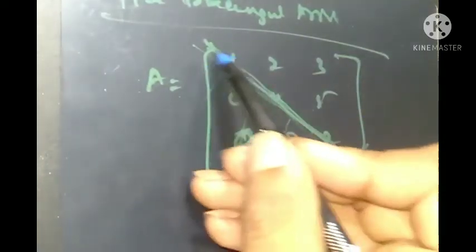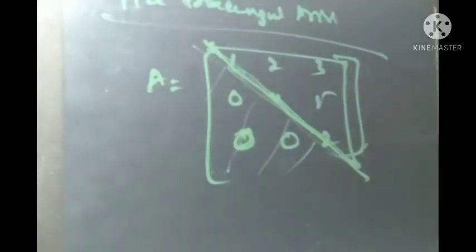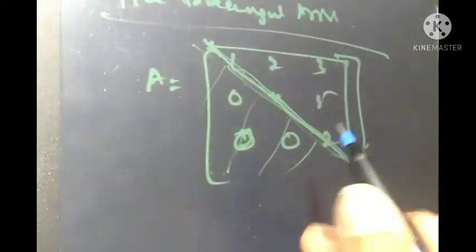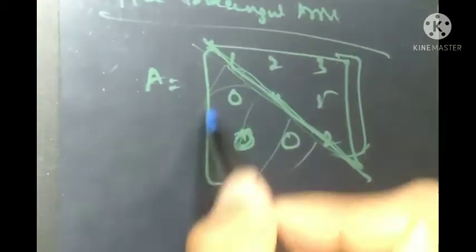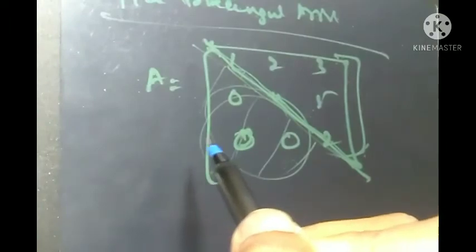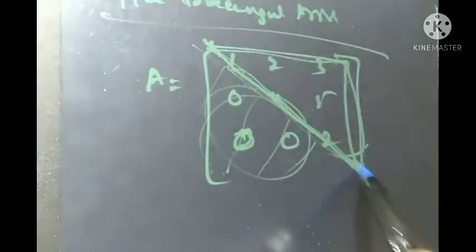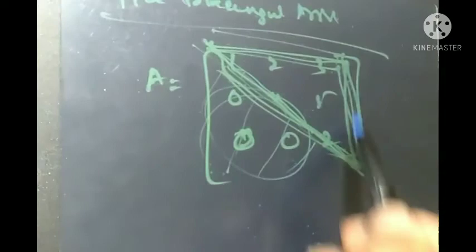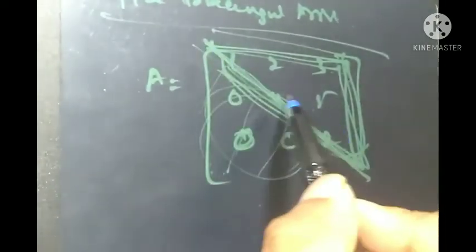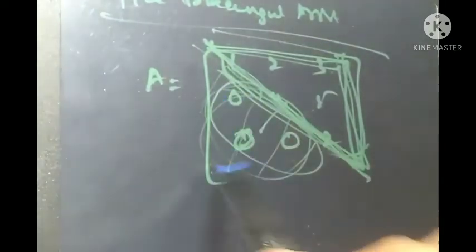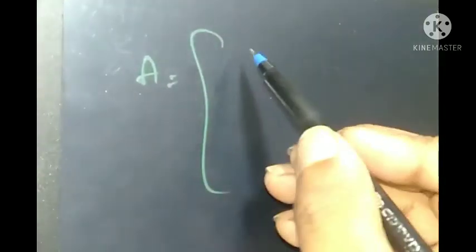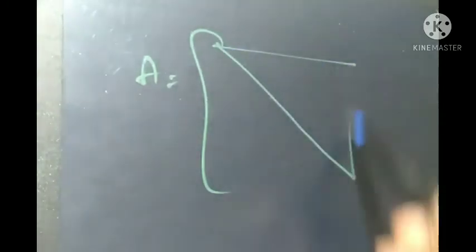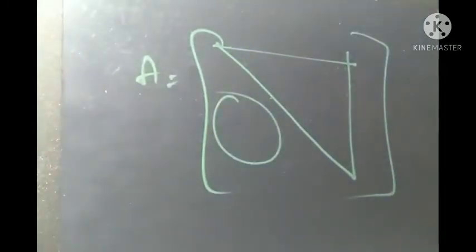All the entries below the diagonal line are 0. This type of matrix we call an upper triangular matrix. We write it down like this. The entries below the diagonal line are all 0. This type of matrix we call an upper triangular matrix, in the form like this.